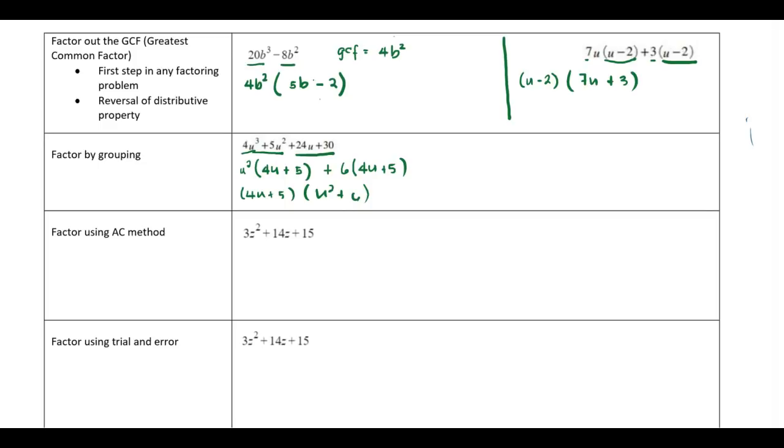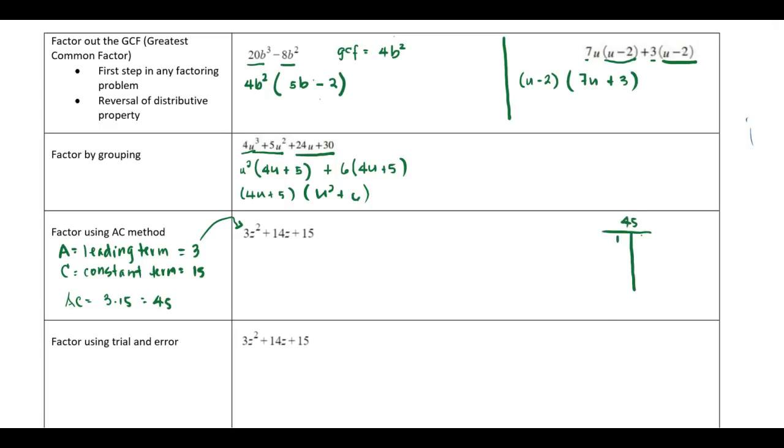Next, the AC method. A is for the leading term, and C is the constant. AC is their product, which is 45. What do we do with 45? We list all its factors. One is a factor, the other 45. 2 cannot factor because 45 is odd, but 3 is. So it's 3 and 15. 4 is not a factor, but 5 is, so the other one will be 9.